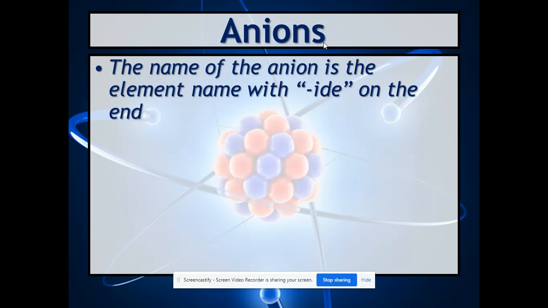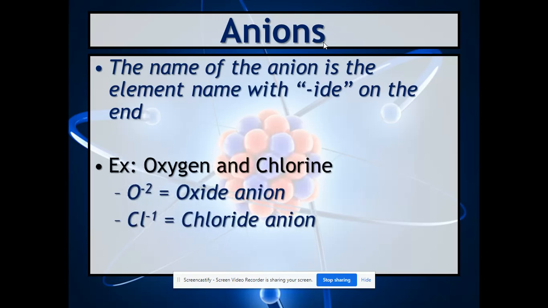So for anions, we usually can name them a little bit differently than we do the other ones. The other ones we usually just keep the element name with them, but with anions we change the last part of the name to IDE. So chloride, fluoride, oxide.